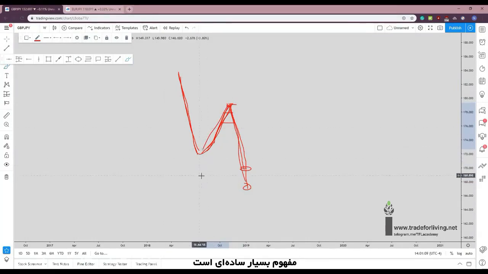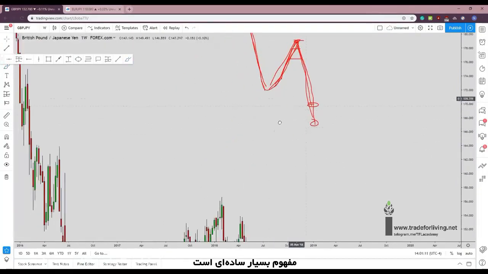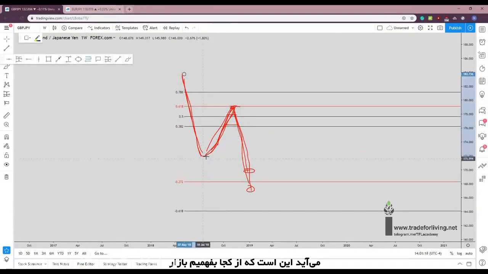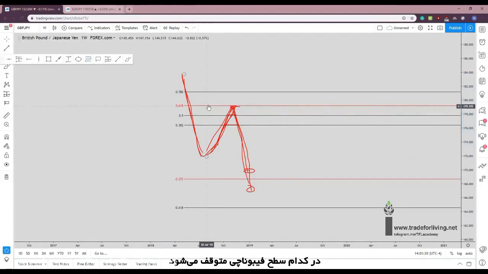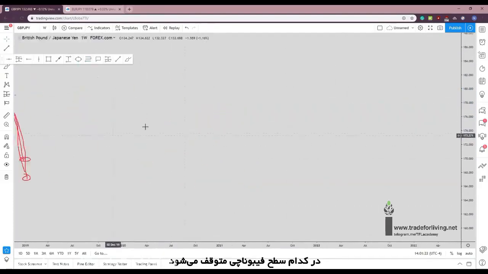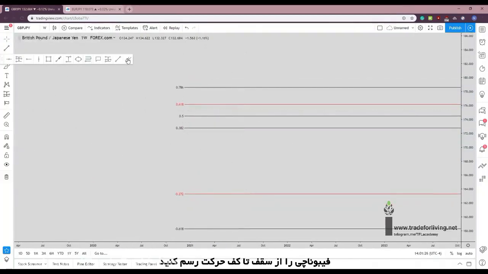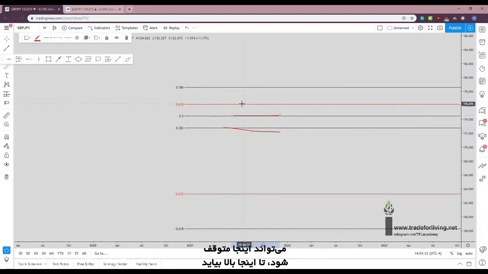Very simple concept. Now, the question that's supposed to arise immediately to your mind is, how do we know to which Fibonacci level the market is supposed to stop? Because obviously, if you take your Fibonacci from the high to the low of an impulse, there are many areas to which the market could stop. It could stop here, it could stop here, it could stop here, or it could stop here. So how do you know at what level the market is supposed to stop?